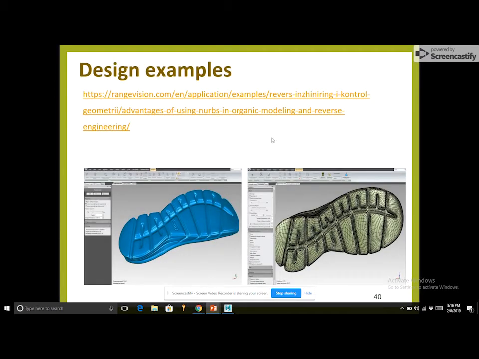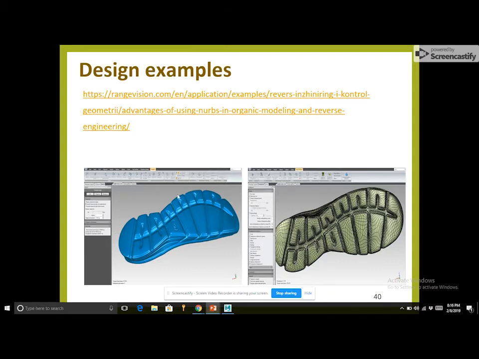So here there is another design example. Here what they have done is they have applied the concept of reverse engineering. What it means is when we are trying to build a new NURBS object, instead of starting it from scratch, if we use an existing object, then it is very easy for us to design a new one. It saves a lot of time and effort. So they have done the same thing.